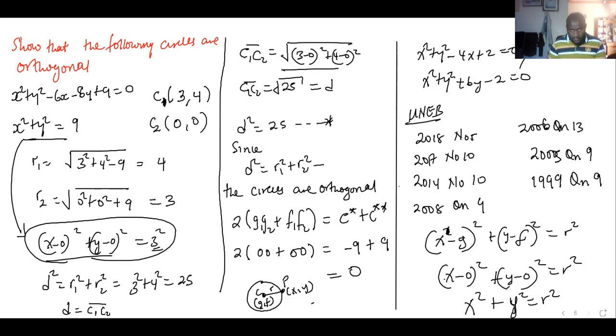We have said what? 2 into bracket 0, 0 plus 0, 0 is equal to negative 9. This one? Okay, yes. I know why I said 0, 0. It is 3 times 0, and then 4 times 0. Because you're multiplying this g1 and this g2, then this f1 and this f2. So they give you 0.